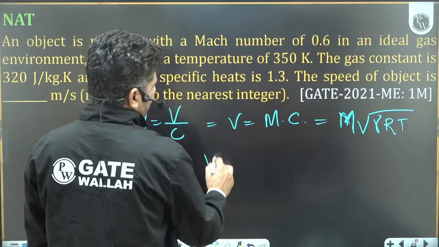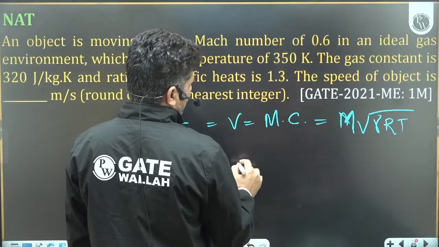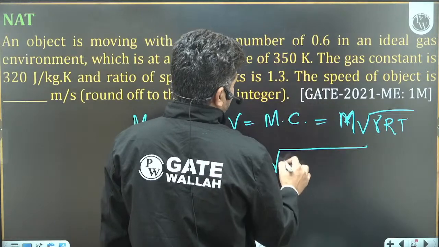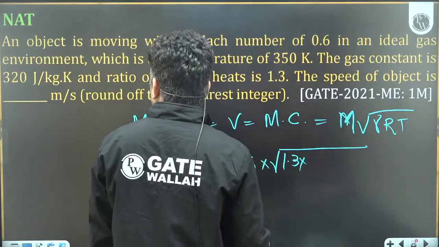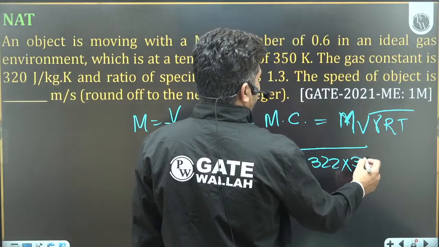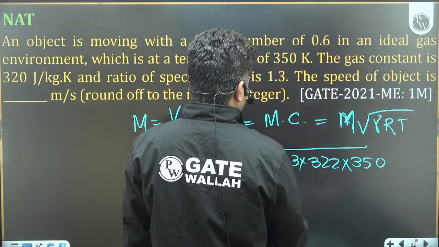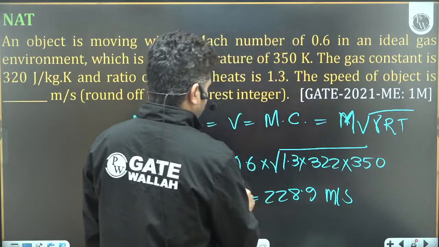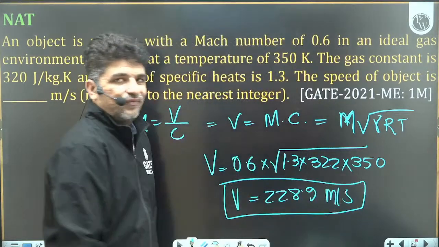So velocity will be equal to 0.6 multiplied by under root of gamma, that is 1.3, multiplied by 320 and multiplied by 350. From here you will get the answer to be 228.9 meters per second. This is a very easy question.